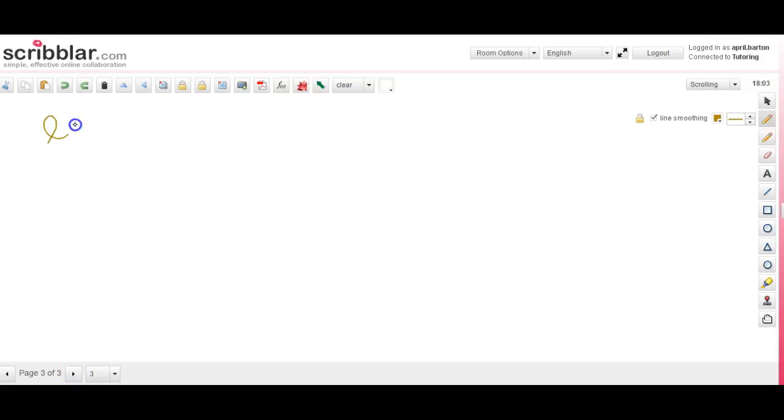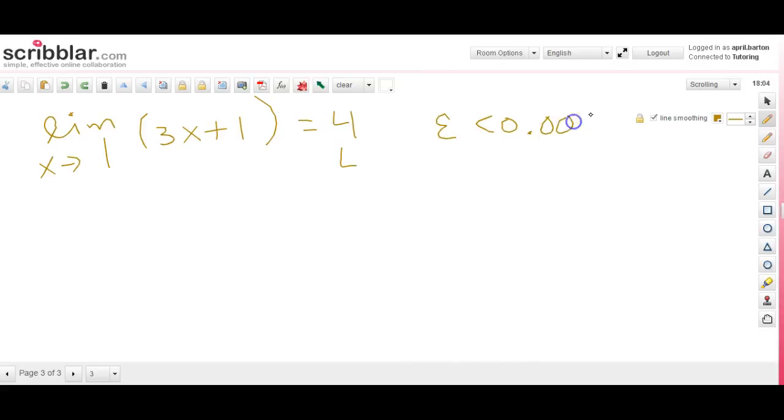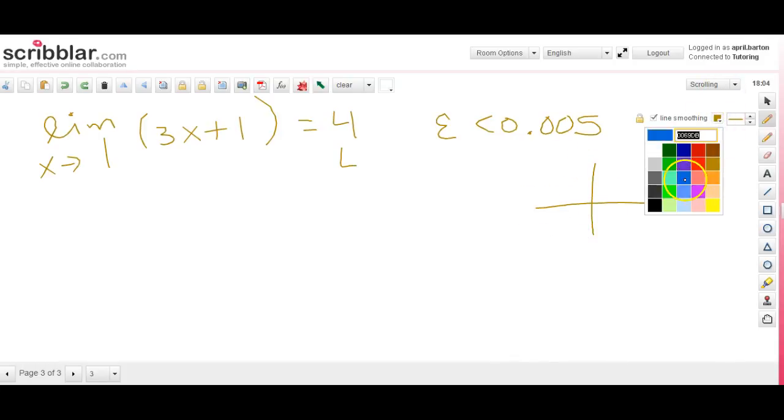So let's say we have the limit as x approaches 1 of the function 3x plus 1 equal to 4. So you didn't actually have to find the limit. This number here is L. It's the limit. Then it's going to ask you, find the largest value of delta such that epsilon is less than 0.005.